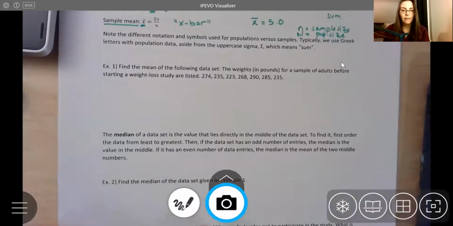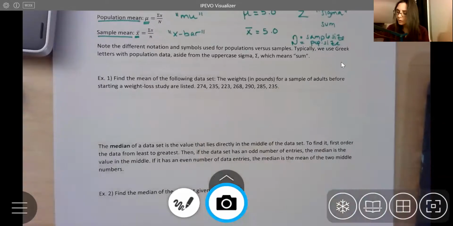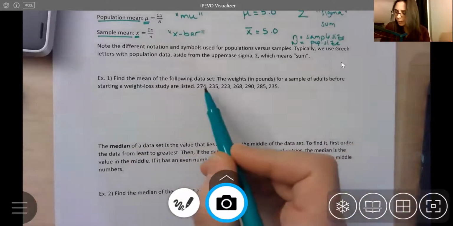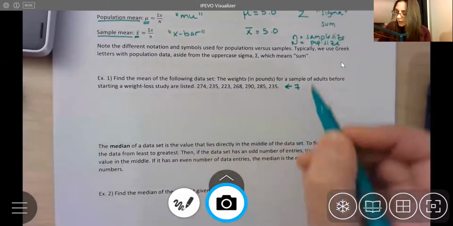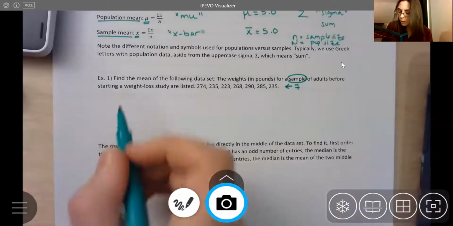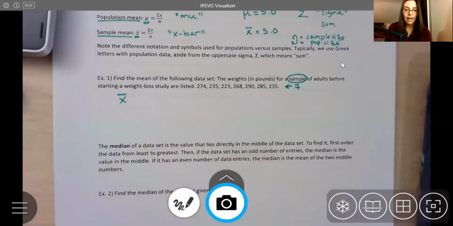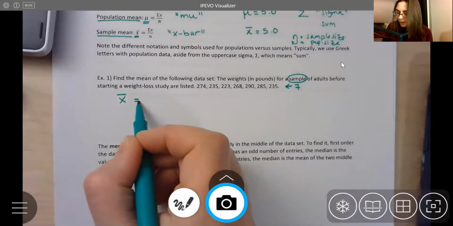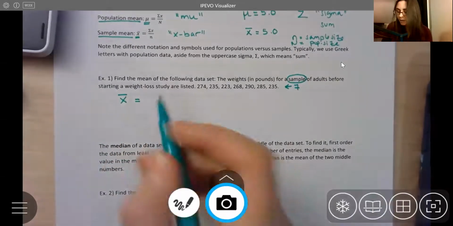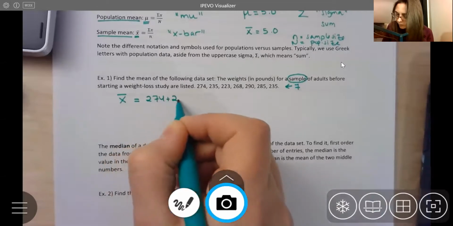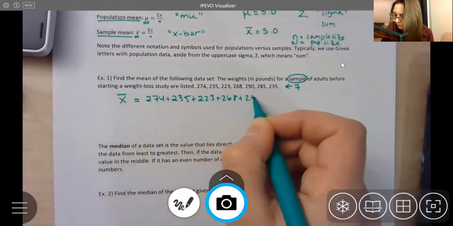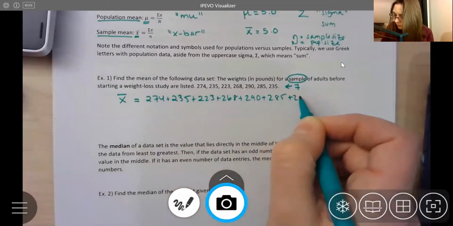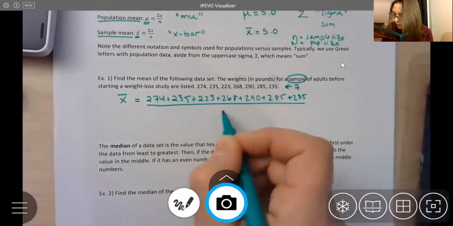So let's find the mean of the following set. These are weights in pounds for a sample of adults before starting a weight loss study, and we're just going to find the mean here. Notice I have 1, 2, 3, 4, 5, 6, 7 data points. This is a sample, so the notation I'm going to use is X bar. To find the mean, it's just like finding the average. We're going to add these all up and then divide by the total, which is 7 here.